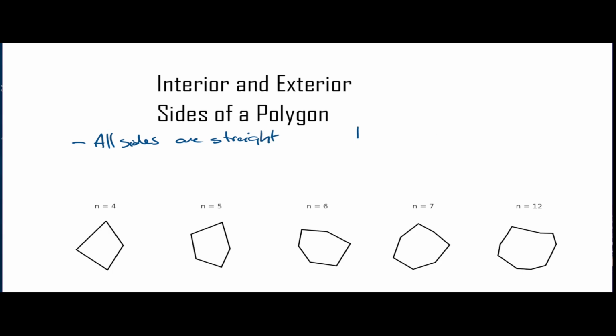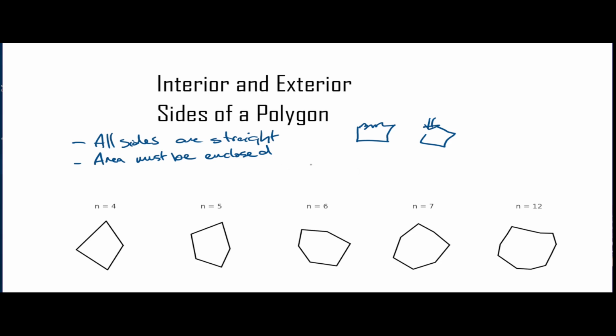Okay, so that is not a polygon. All of the sides must be straight. The second one is that the area must be enclosed. So there can't be any holes. In other words, that would not be a polygon because there is this great big hole here.